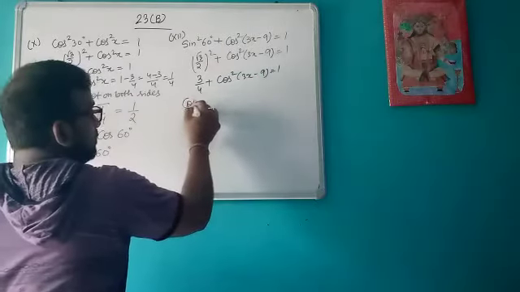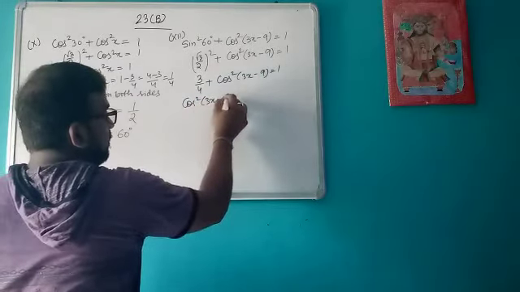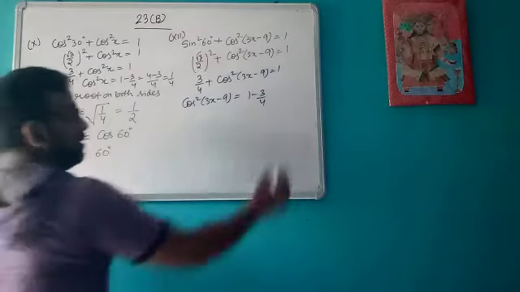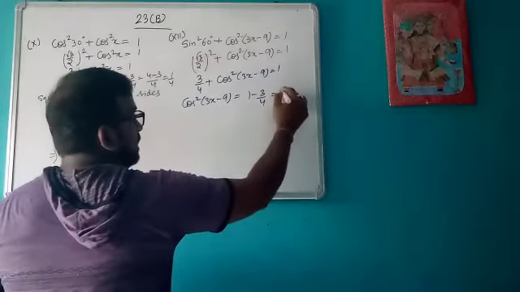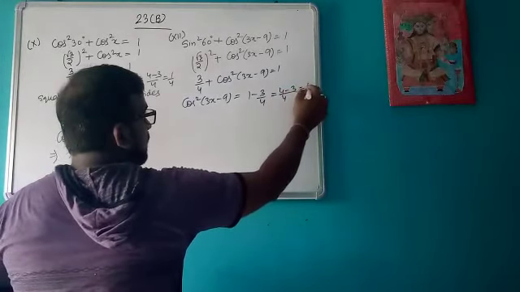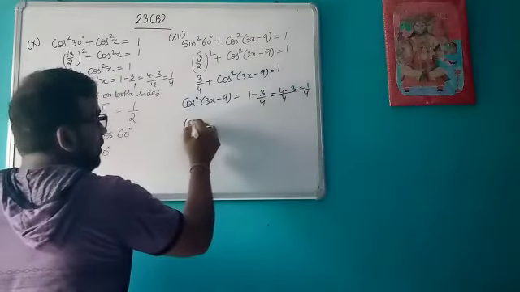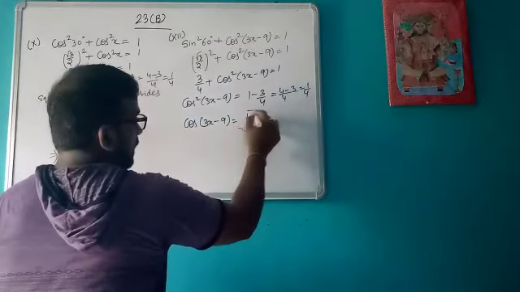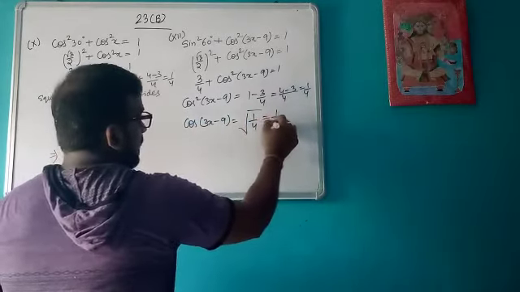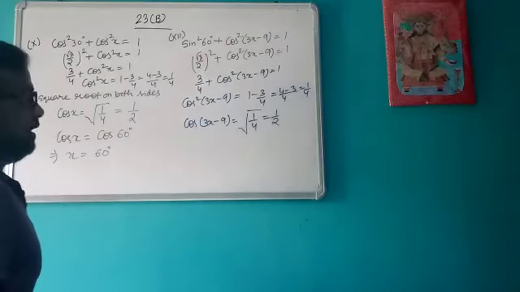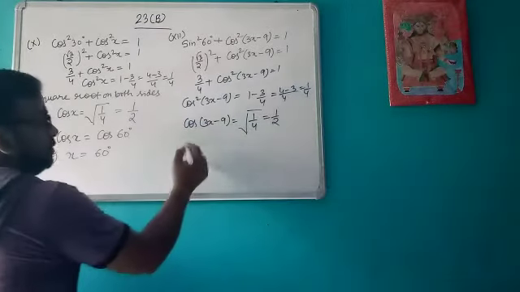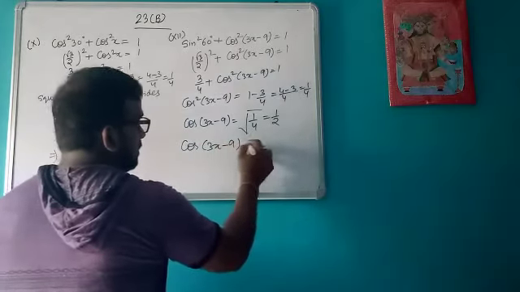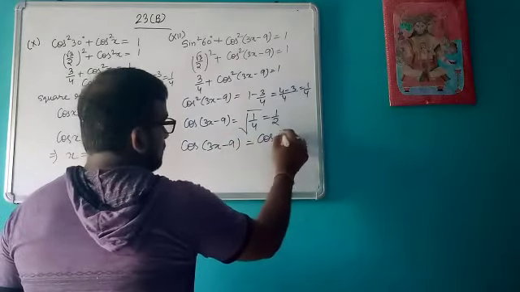So again, in the same manner that we have done in the previous question, 3 by 4 will come here, then you will take the LCM, you will get 1 by 4. So again we will take the square root on both sides, so what you will get, 1 by 2. And when the cos is 1 by 2, when it is 60 degree, that is cos 60 degrees.